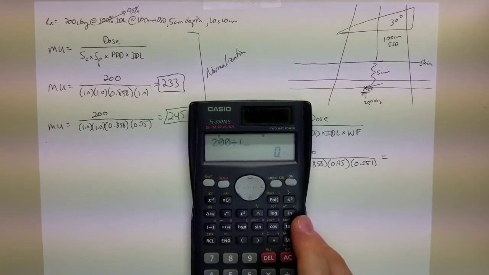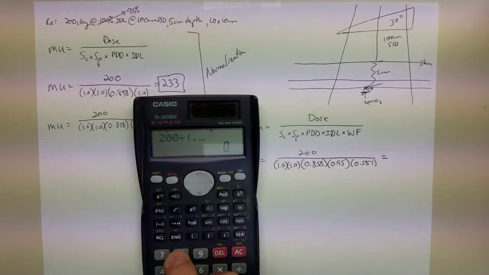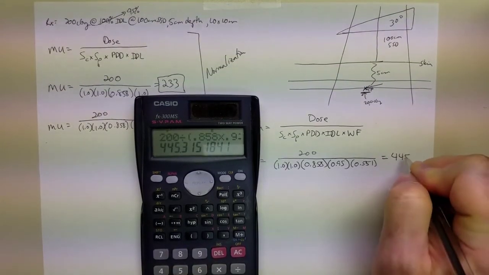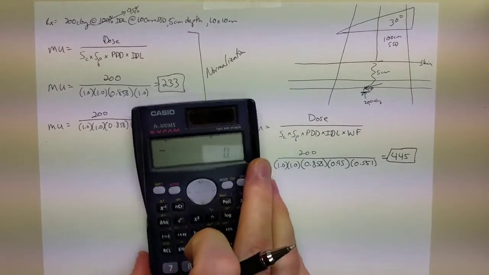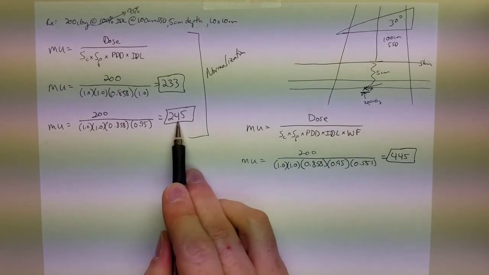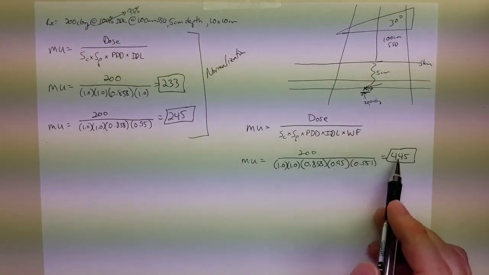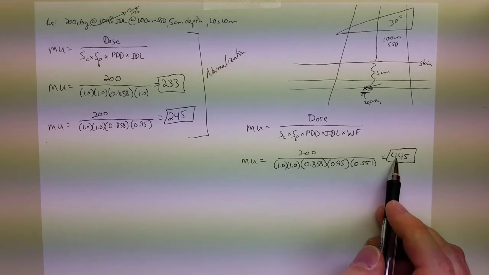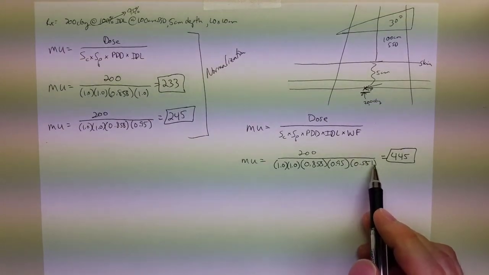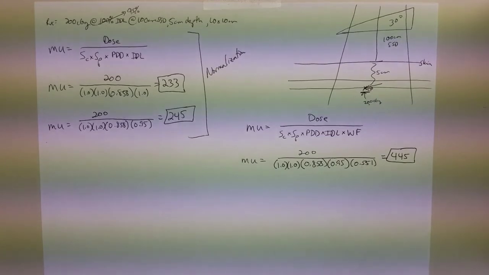Take 200 divided by 0.858 times 0.95 times 0.551. 445 monitor units. You can see between this example, 245, and this example, 445, I have a dramatic increase in monitor units. The reason is because of this wedge factor, which is almost 50%. So I've almost doubled my monitor units.